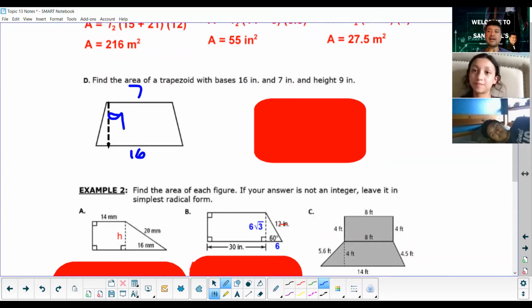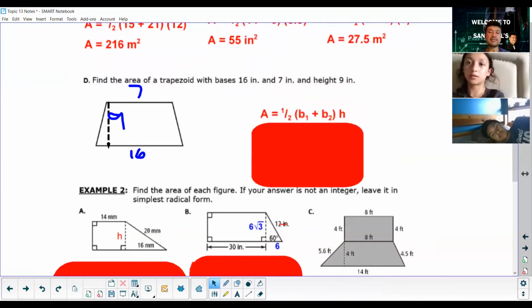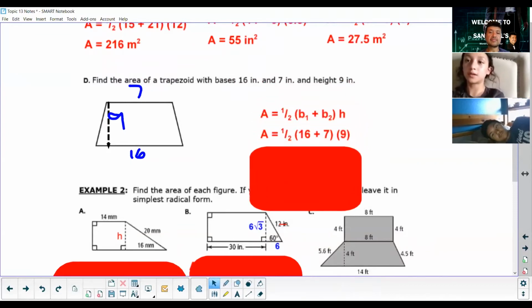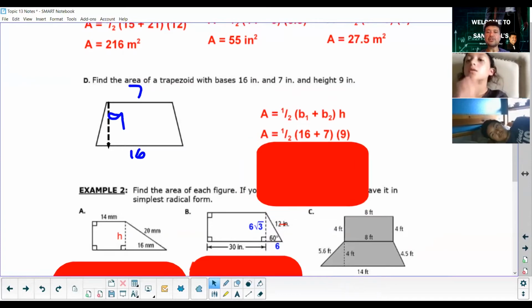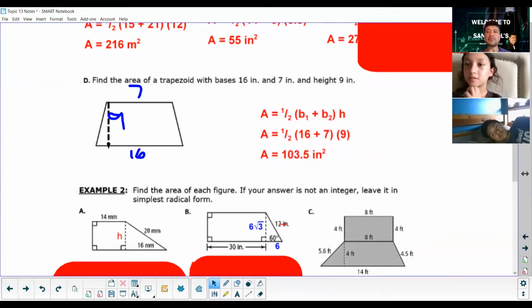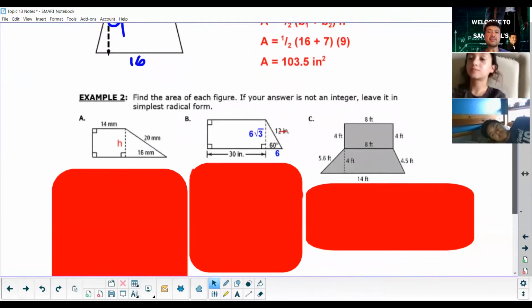So now that we have 9, what would you do then, Celeste? You would add the bases. 23 times 9 is... So then you go ahead and just use it in the formula, and then you get a result of 103.5. All right, good.